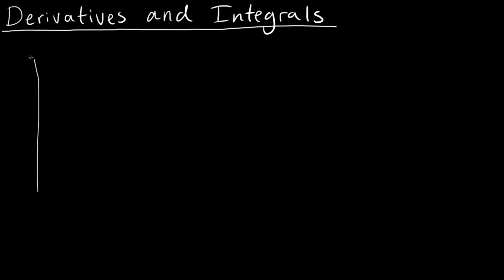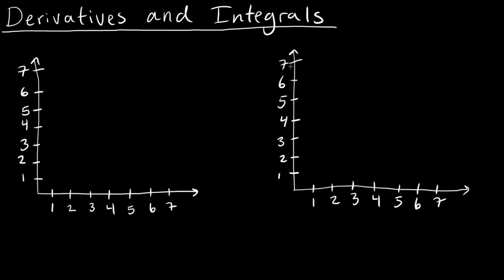So, let me make a coordinate system real quick. Okay, so this example will be a position and velocity graph. So this graph will be position with respect to time, and then this graph will be velocity with respect to time. So let's say that this particle, we could just say it's a car or something, has a position over time that looks like this.